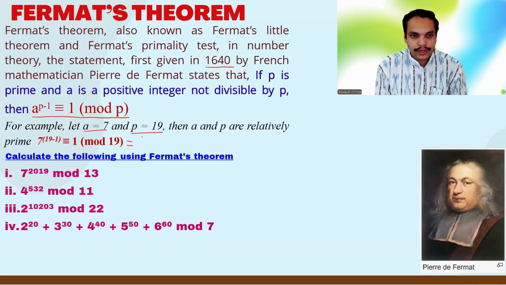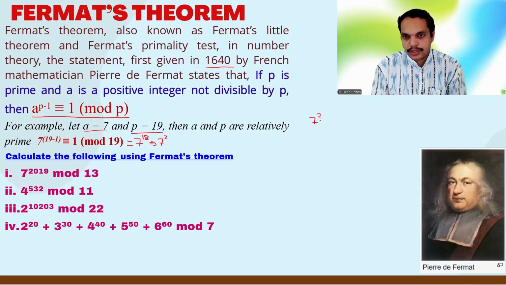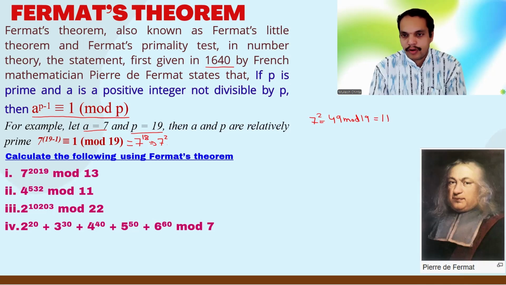What we can do is break this down. 7 to the power 18 can be written in terms of repeated squares. Let me first start with 7 squared. So 7 squared is how much? 49. So 49 mod 19 is how much? 19 twos are 38, which gives me a remainder of 11. So what is 7 to the power 4? 7 to the power 4 is equal to 11 into 11, which is 121 mod 19. 19 sixes are 114, which gives me 7.